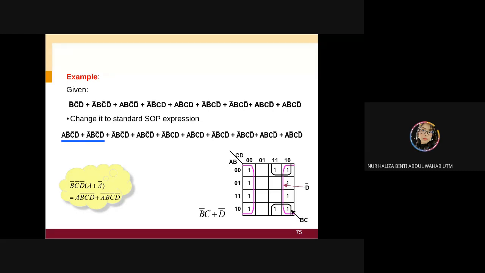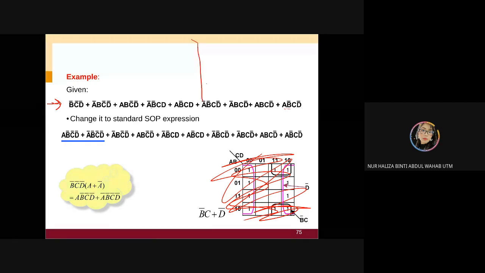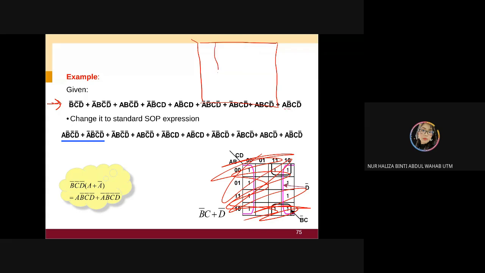So this part, you were given this one. Change to the standard SOP. Okay, this is all standard. Don't look at this first. You look into the question. This is all standard, and I know it's going to be for the variables I have A, B, C, D. It's going to be 0, 0, 0, 1, 1, 1, 1, 0, 0, 0, 0, 1, 1, 1, 1, 0.